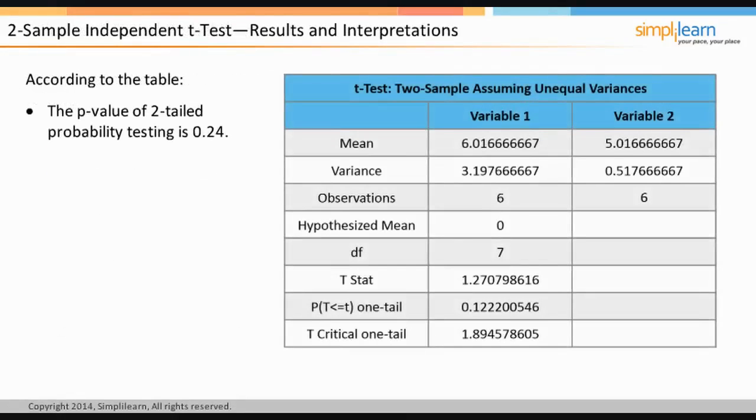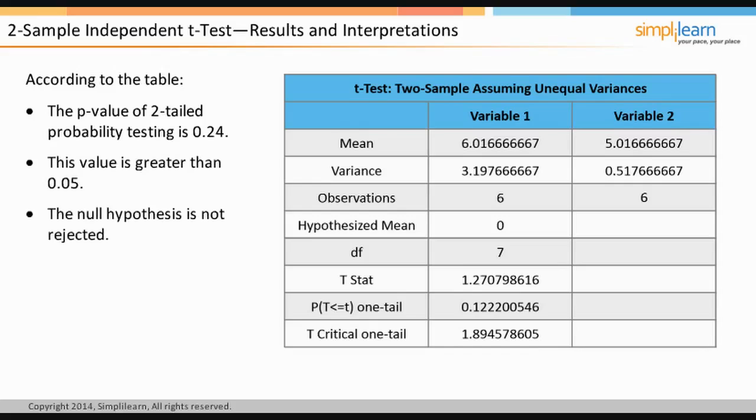The results are shown in the table on the screen. The inference is, as the two-tailed probability is being tested, the p-value of two-tailed probability testing is 0.24, which is greater than 0.05. If the p-value is greater than 0.05, the null hypothesis is not rejected. This means one cannot reject the fact that there is no significant statistical difference between the two means.